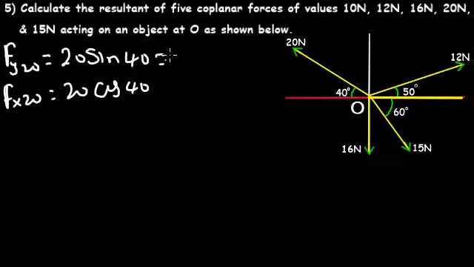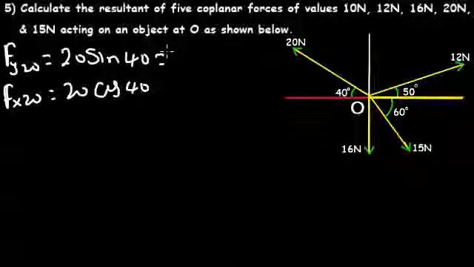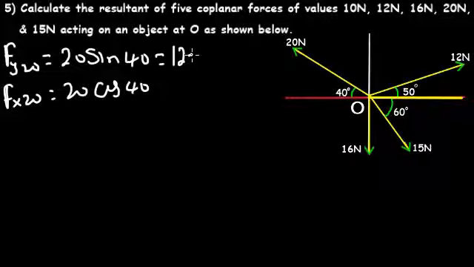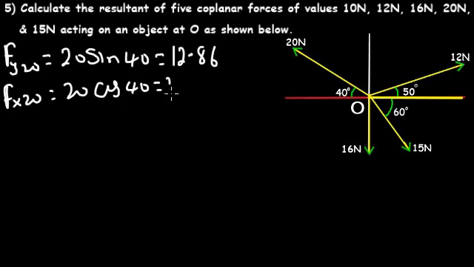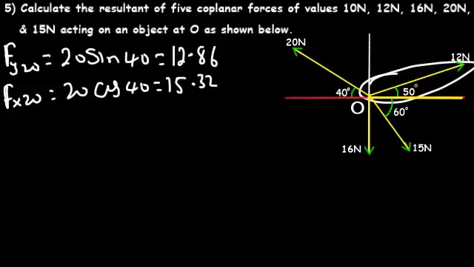Now let me type this in my calculator. 20 sine 40, I got 12.86 approximately to 2 decimal places. Also 20 cosine 40, I got 15.32. Perfect.